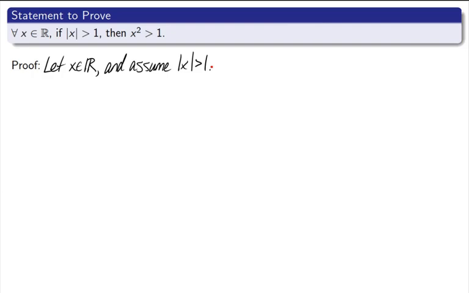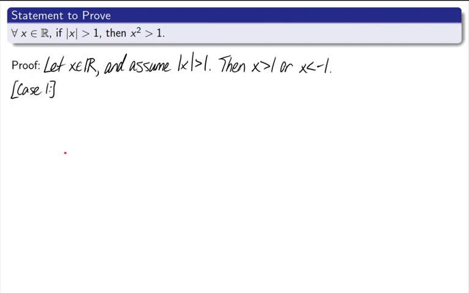Now this is from college algebra as to what this means, but you might be able to reason your way through it. If the absolute value of X is greater than 1, that means that X could be greater than 1, but it also means that X could be less than negative 1. And if you think about it, that makes sense. Then, X is greater than 1, or X is less than negative 1. And these are our two cases.